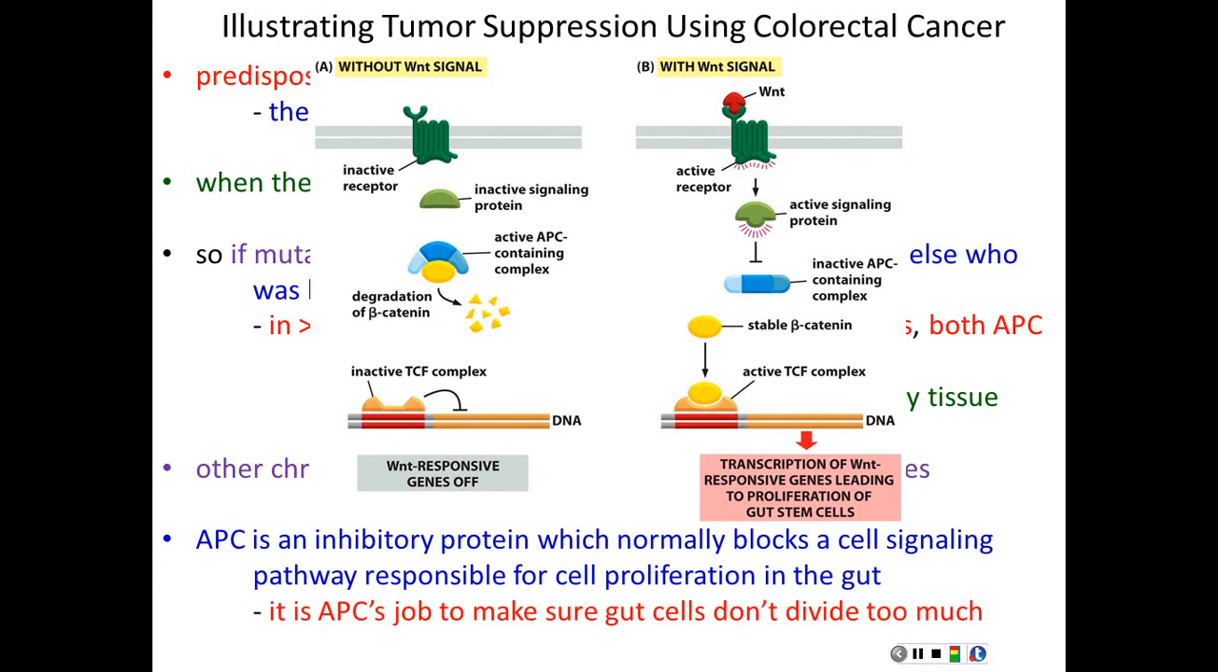It's APC's job to make sure that gut cells don't divide when the Wnt signal is absent. But when APC alleles are mutated or lost, the gut cells do divide in the absence of the Wnt signal, causing cancer. Lose APC, and the gut cells divide too much, causing cancer to develop.